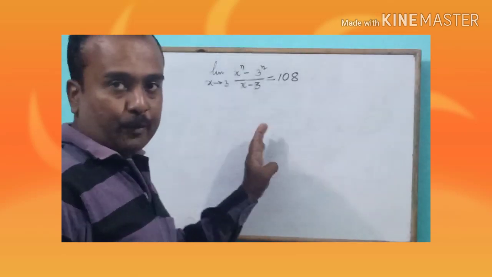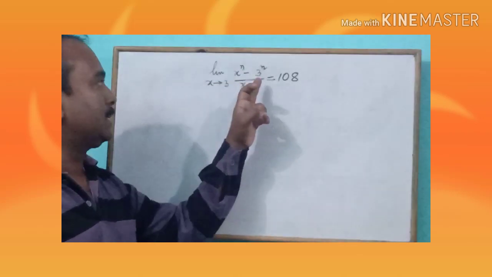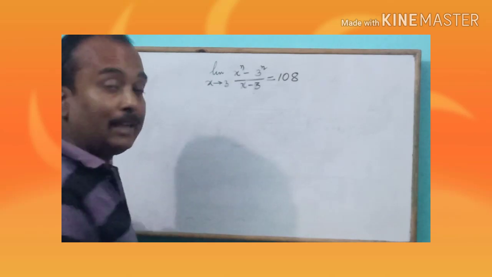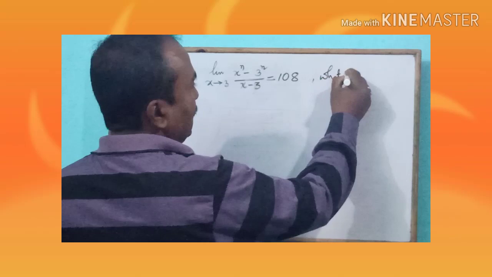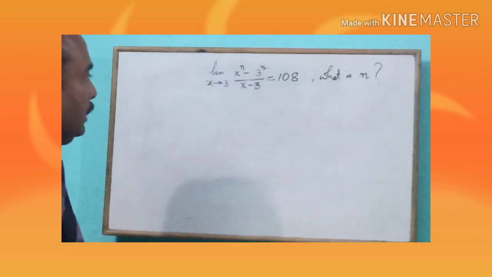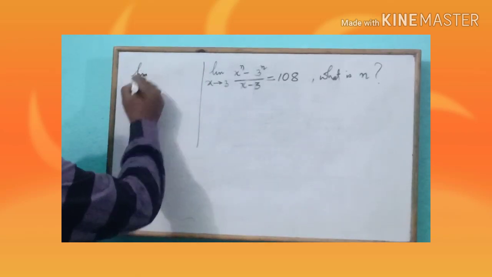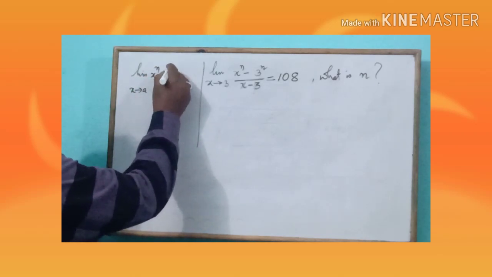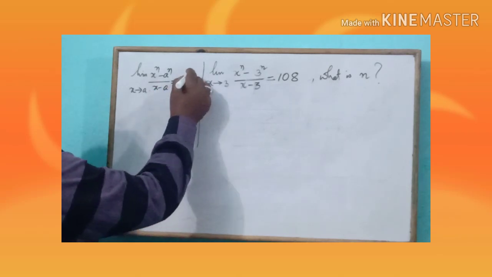Well, this is a different type of question. Limit x tends to 3 of (x to the power n minus 3 to the power n) by (x minus 3) is equal to 108. I have to find out the value of n. Okay. Now we know a standard limit, or one theorem, that limit x tends to a of (x to the power n minus a to the power n) by (x minus a) is n a to the power n minus 1.